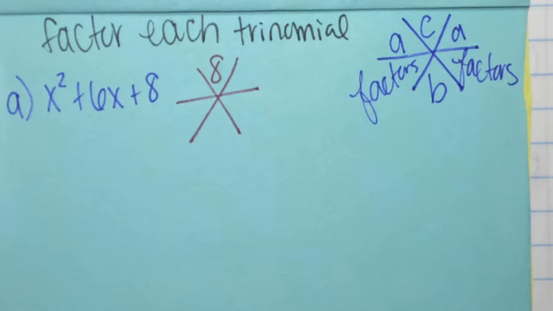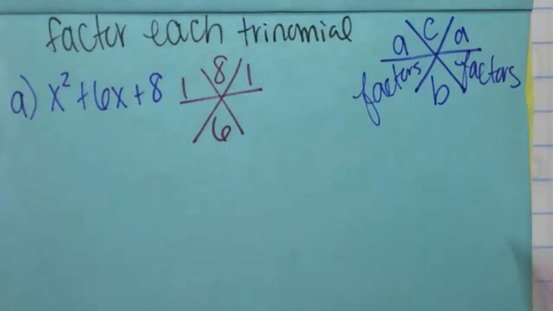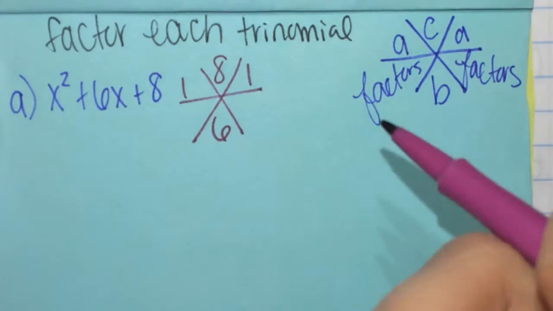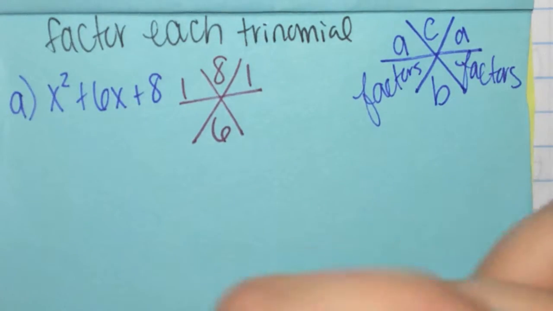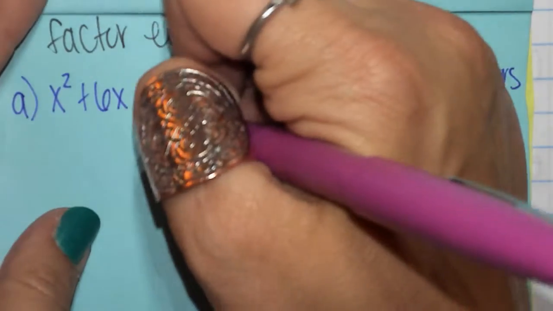Alright, what goes in the bottom? 6. Awesome. What goes on the top, left, and right? 1, which is A. Look at us go. Alright, now we need two numbers that multiply together to give us 8 and add to give us 6.